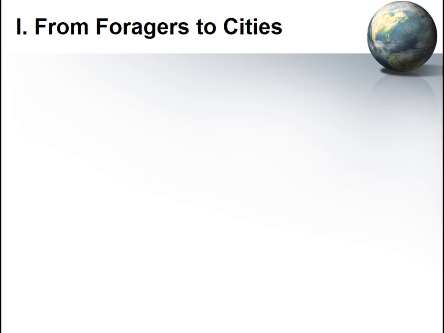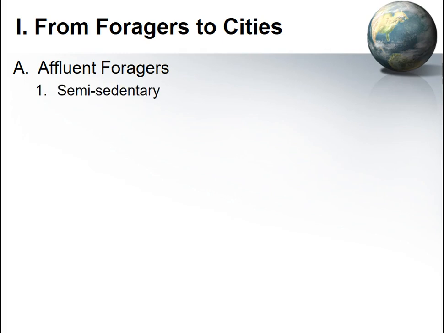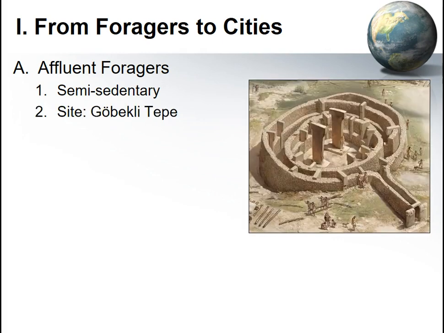But to tell the story of how we got to civilization, we need to back up a little bit. How exactly did we get from foragers to cities in the first place? Well, we're going to start with the affluent foragers. In the Mesolithic period, you might remember, there were so many good plants and animals to hunt and gather that in certain places people became semi-sedentary. In other words, they were not permanently settled, but they stayed in one place for a significant period of time, returned back to it over and over.